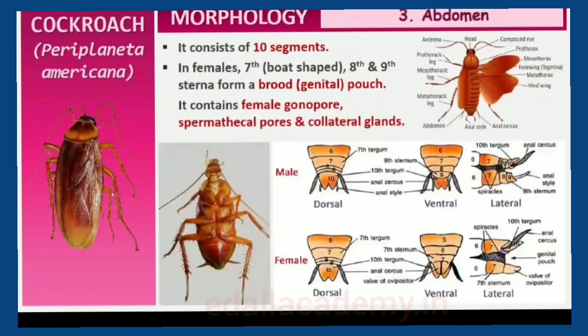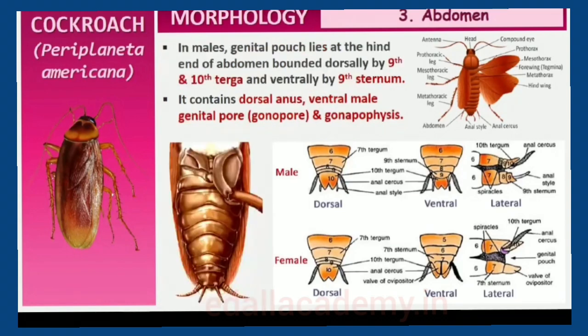The abdomen in both males and females consists of 10 segments. In females, the 7th sternum is boat-shaped and together with the 8th and 9th sternum forms a brood or genital pouch whose anterior part contains the female gonopore, spermathecal pores and collateral glands. In males, the genital pouch or chamber lies at the hind end of the abdomen, bounded dorsally by the 9th and 10th terga and ventrally by the 9th sternum. It contains the dorsal anus, ventral male genital pore and gonapophysis.